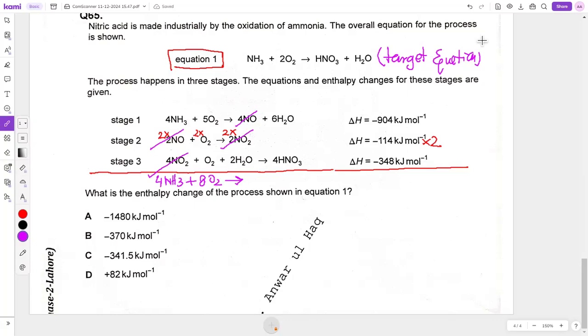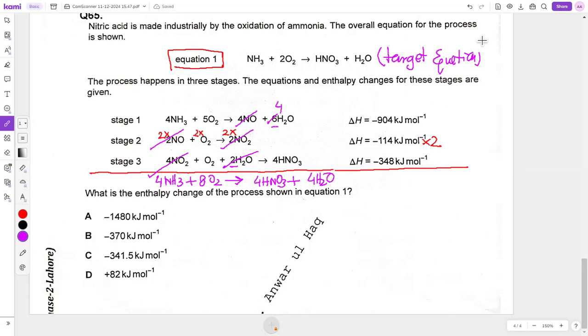Water is also getting cancelled. Listen carefully, beta. How many water do we have on the left? How many water do we have on the right? So 2 water will be cancelled with 6, so that you are left with 4 water on right hand side. There were 4 more water on the right side, so on the right side you are left with 4 water. Does it make sense? And 4HNO3.